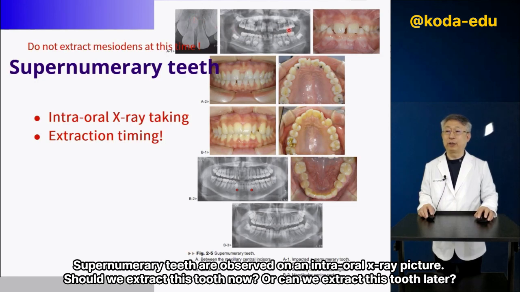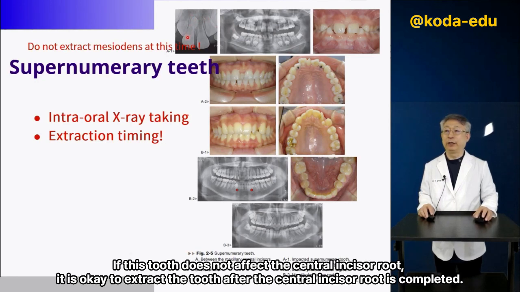Supernumerary teeth are observed on an intraoral X-ray picture. Should we extract this tooth now, or can we extract this tooth later? If this tooth does not affect the central incisor root, it is okay to extract the tooth after the central incisor root is completed.